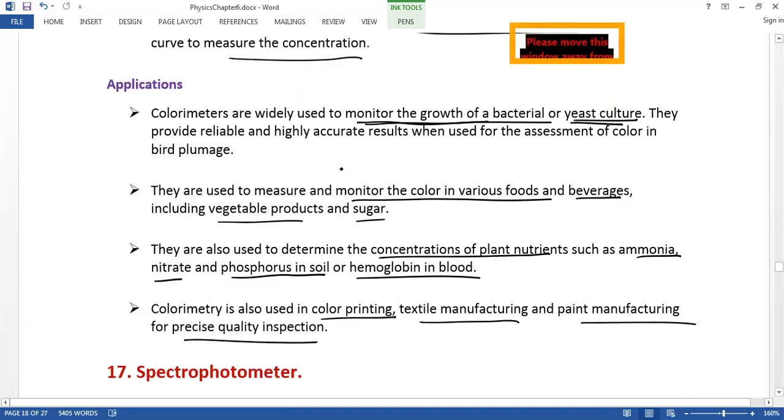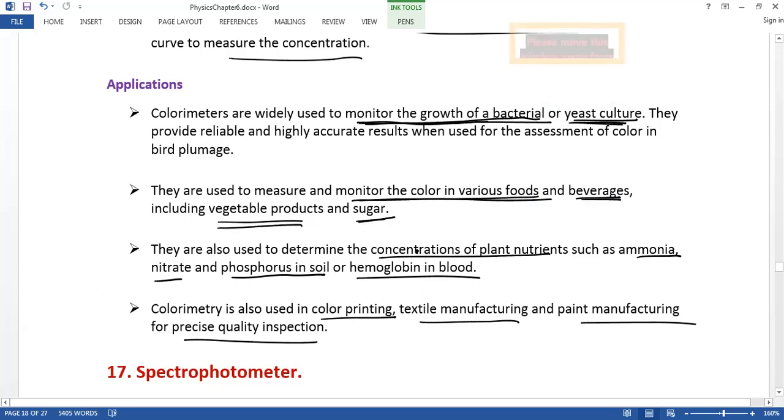First, we'll revise once again. The first application of the colorimeter is to monitor the growth of bacteria and yeast culture. And the second one is it is used to measure and monitor various food and beverages, including vegetable oil and sugar.